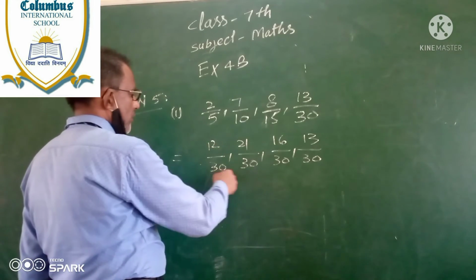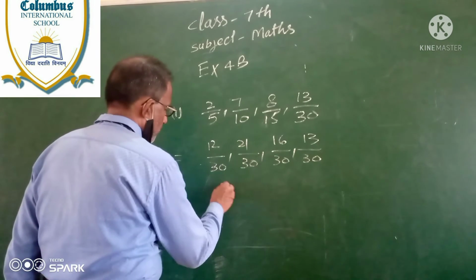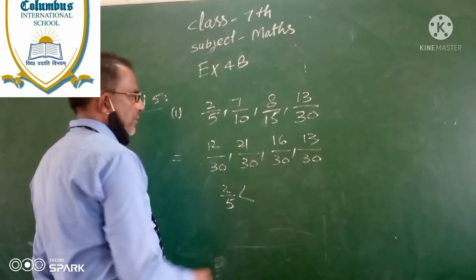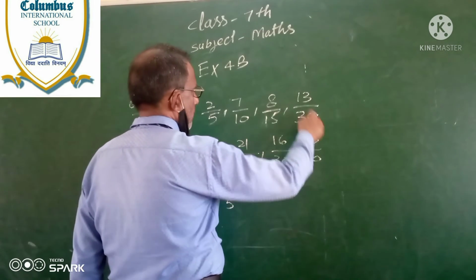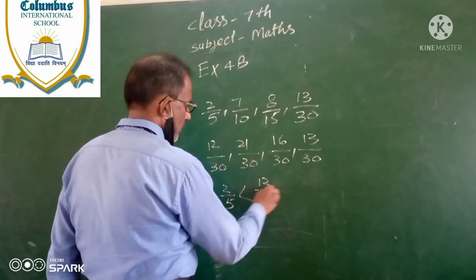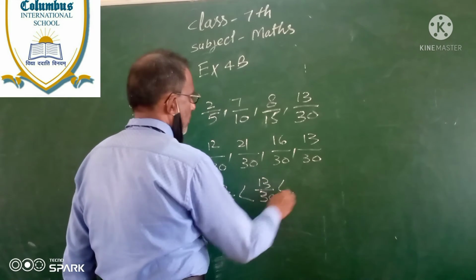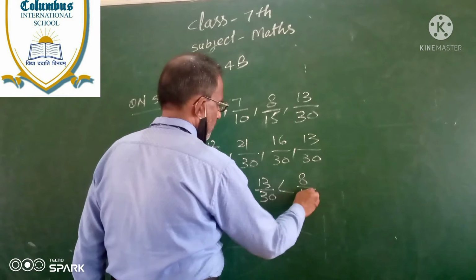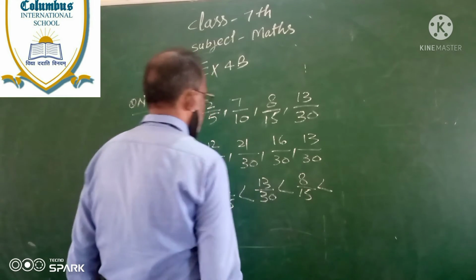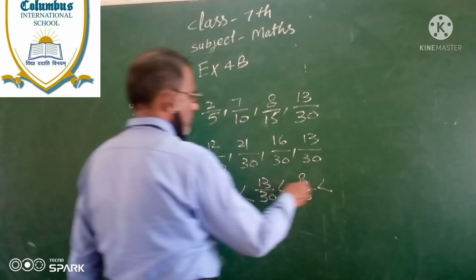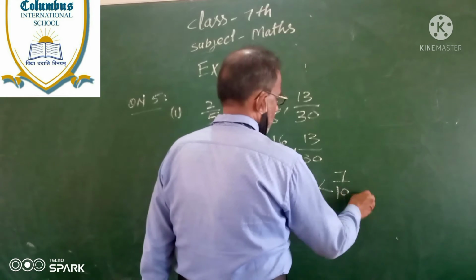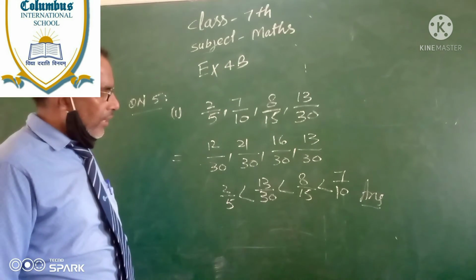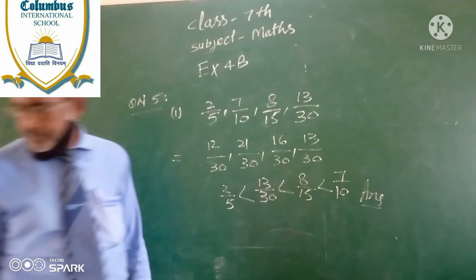Now we see 12 upon 30 is the least number. So 2 by 5 is the lowest number. Next number is 13 by 30, and next number is 16 by 30, that is 8 upon 15, and the greatest number is 21 by 30, that is 7 upon 10. These numbers are arranged in ascending order and it is the right answer of the question.